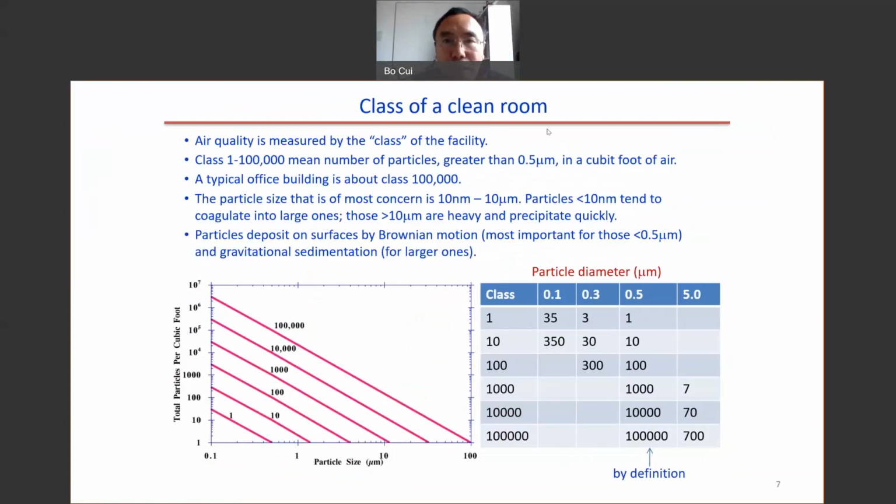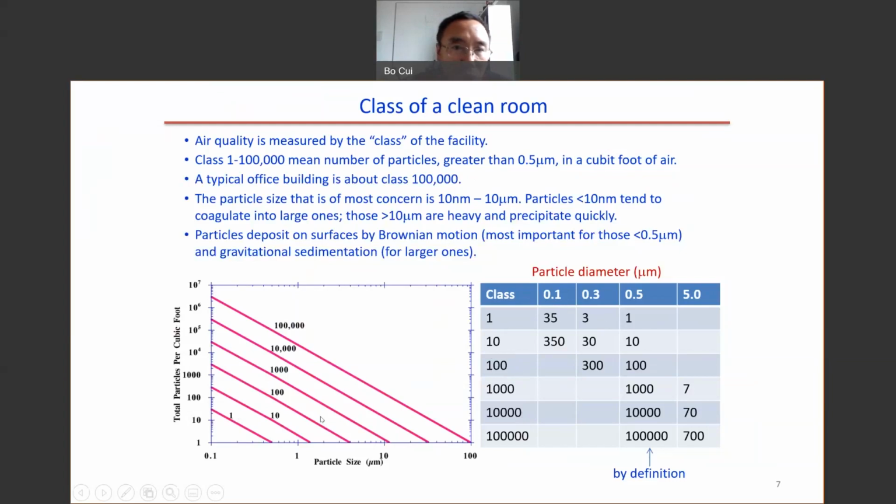Now let's look at the definition of the class of the clean room. The air quality is measured by the class of the facility, defined as 1 to 100,000. This means the number of the particles higher than 0.5 micrometer per cubic foot of air. For example, class 1 means the number of the particles bigger than 0.5 micrometer is 1. Bigger than 0.3 micrometer is 3. Bigger than 0.1 micrometer is 35. Then class 10 and class 100, etc.